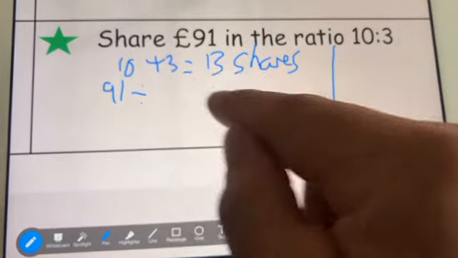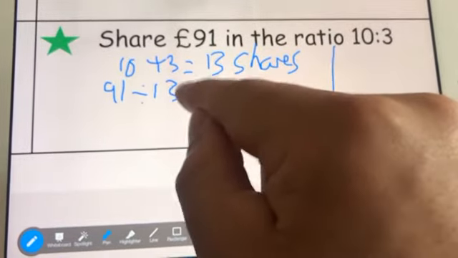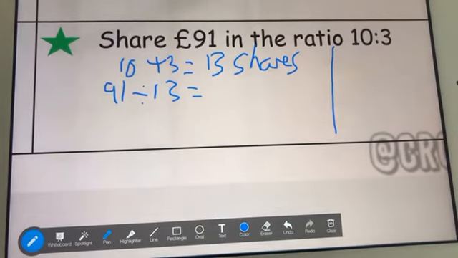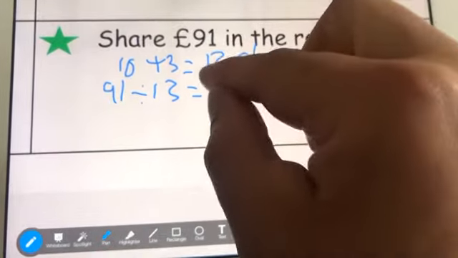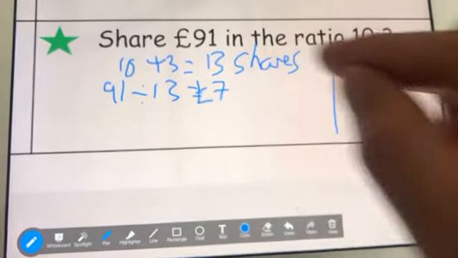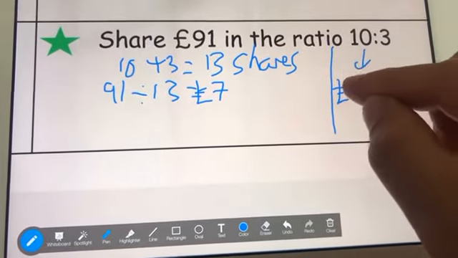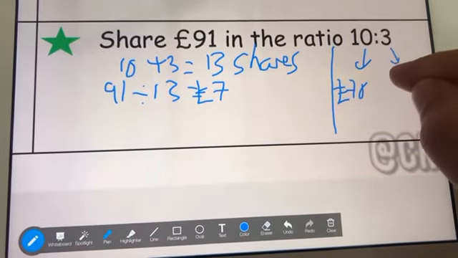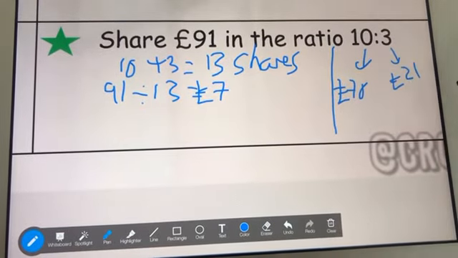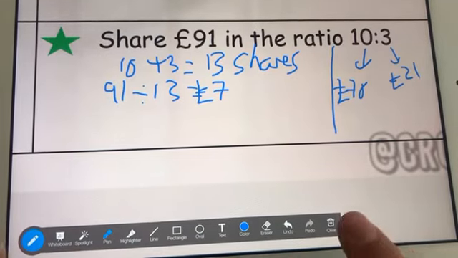I'm going to do £91 divided by 13, because I want to know how much one share is worth. If I divide them, 91 divided by 13 is 7. So every share is worth £7. Then I need 10 lots of 7, which is 70. And 3 lots of 7, which is 21. So the person on the left gets 70, person on the right gets £21. 3 points for that one.